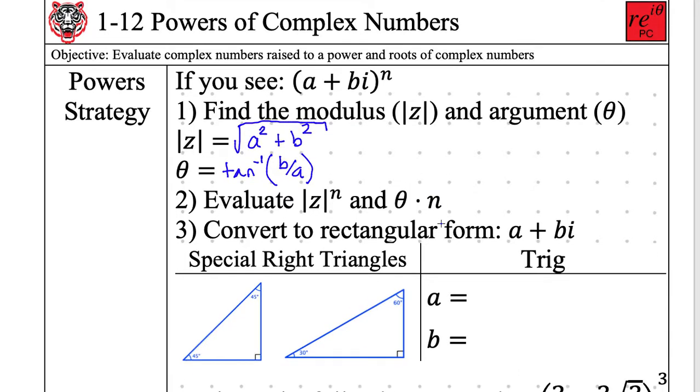And then finally, you have to convert it back to rectangular form, which means you have 2 options. Your first path that you should always try is use a special right triangle. If it says do it exactly, you're definitely going to be using a special right triangle. 45, 45, 90, 30, 60, 90. And if that doesn't work, if they give you an angle like 41, which is definitely not a special right triangle, then you're going to have to use a different formula.